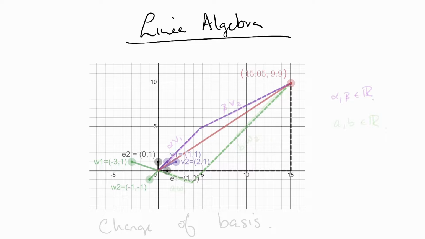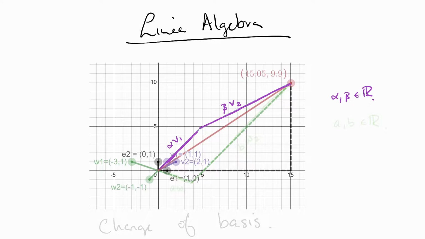I've illustrated one such vector for you in red, 15.05 and 9.9, and you can see how it breaks down into a linear combination. Here I've got a linear combination of V1 and then V2. You can tell it's a linear combination of these things because they're parallel to the vectors. So we know that this is some alpha times V1, and over here we've got some beta times V2, where alpha and beta are some real numbers.